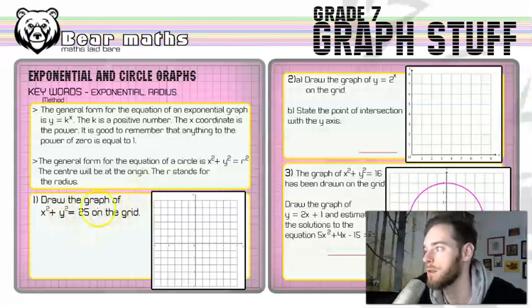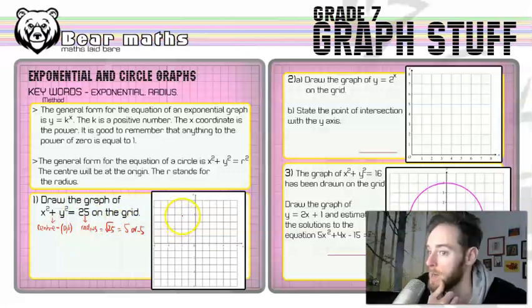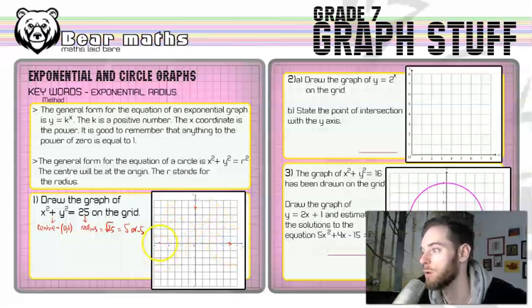Okay, now let's look at this first question. This is not too tricky now that I've explained what that equation means. All right, so because of x squared plus y squared, we know the center is at 0, 0. We also know that the radius, because that is 25, if we square root it, we'll get the radius. That equals 5 or minus 5. And all you're going to do is plot the points on the x and the y axis at 5 and minus 5. And then you're going to join them up and draw a lovely smooth circle.